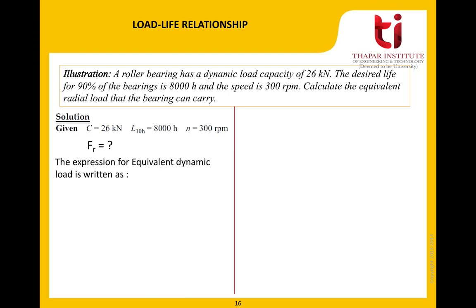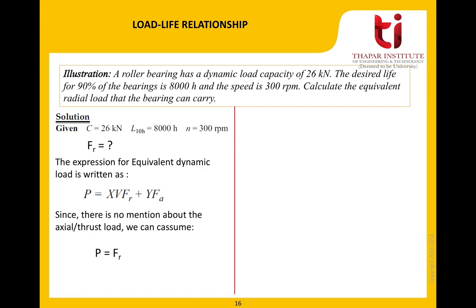Now, the expression for equivalent dynamic load is P is equal to X into V into FR plus Y into FA. I hope you remember from the previous lecture that V is equal to 1 in most cases, as the inner race is always rotating and the outer race is stationary. That's an assumption we always consider while solving bearing numericals, unless specified that the outer race is moving as well. Since there is no mention of the axial or thrust load, we can assume P is equal to FR.